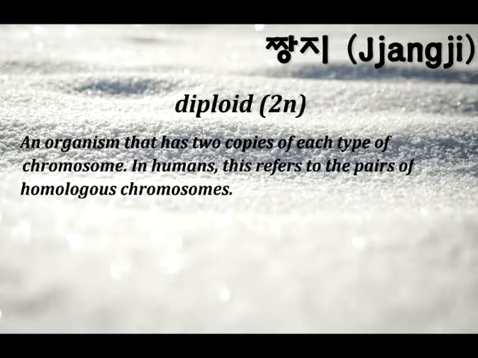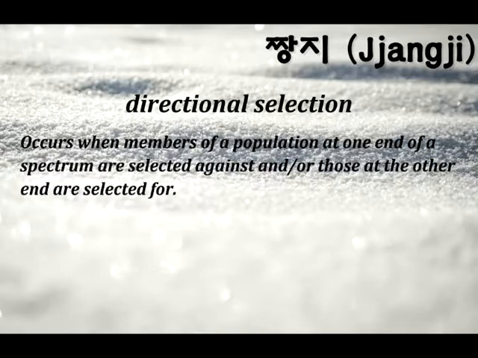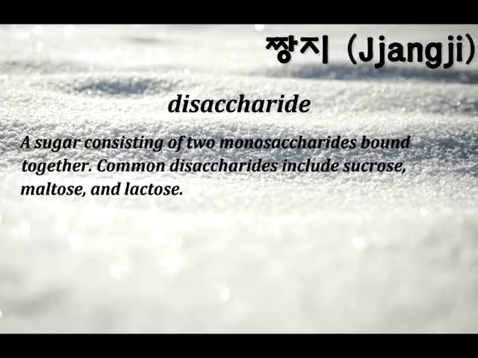BbRr x BbRr. A dihybrid cross between heterozygous gametes gives a 9:3:3:1 phenotype ratio in the offspring. Diploid, 2N: an organism that has two copies of each type of chromosome. In humans, this refers to the pairs of homologous chromosomes. Diplomonids: a phylum that is associated with the archezoan eukaryotes. Directional selection occurs when members of a population at one end of a spectrum are selected against and/or those at the other end are selected for. Disaccharide: a sugar consisting of two monosaccharides bound together. Common disaccharides include sucrose, maltose, and lactose.